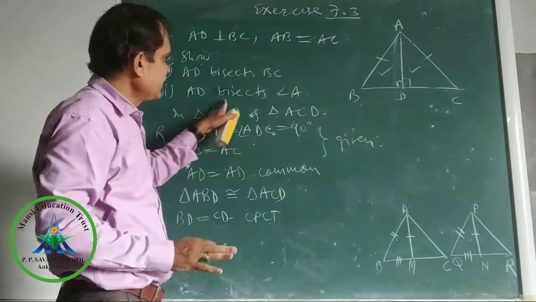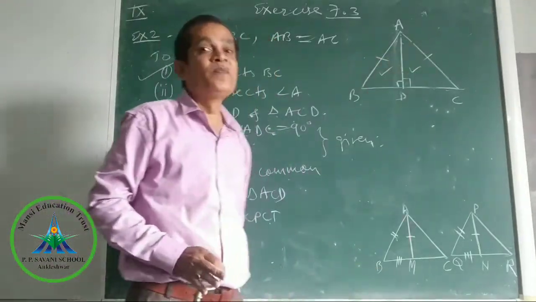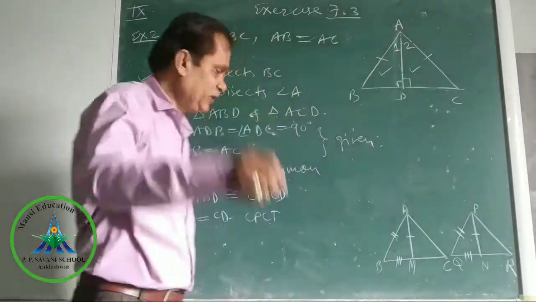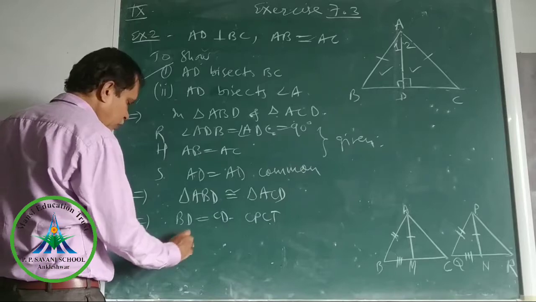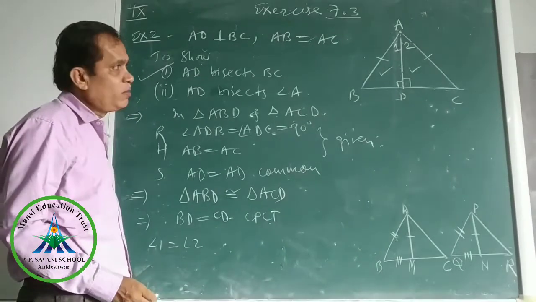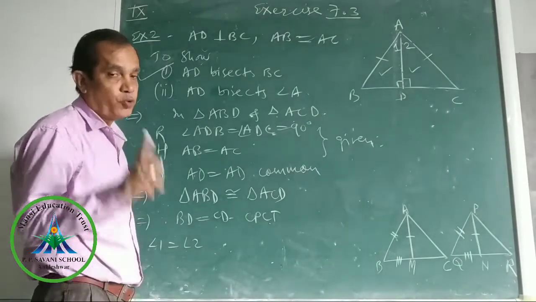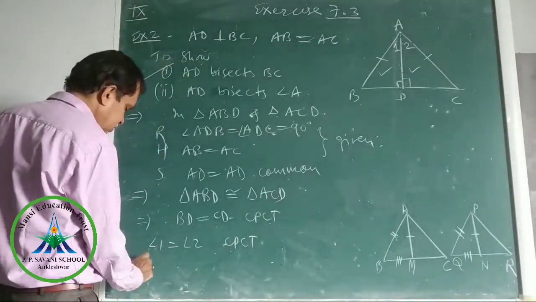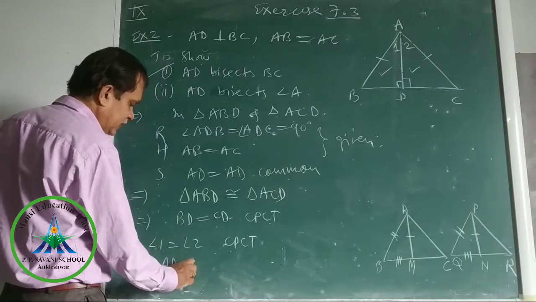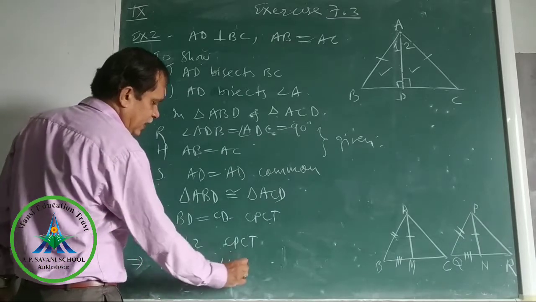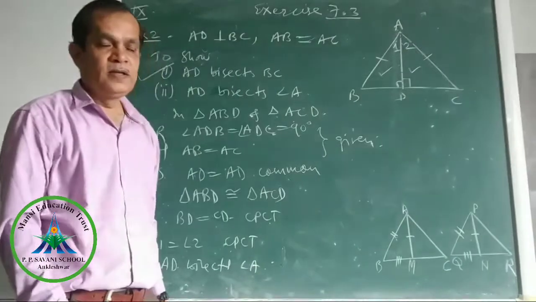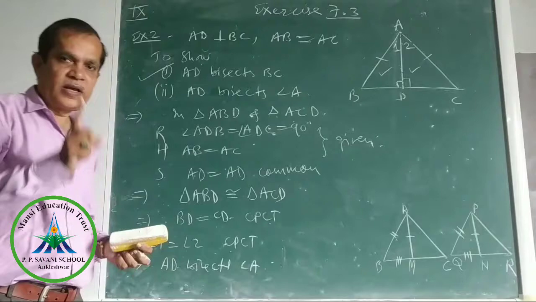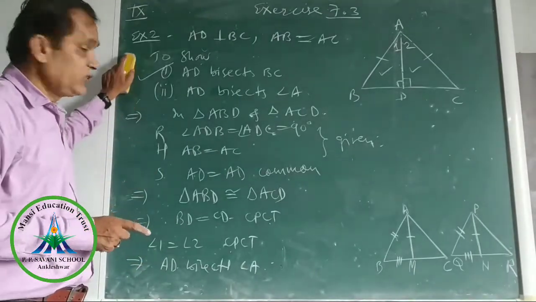Now second, AD bisects angle A. You will write angle 1 equal to angle 2, CPCT. You can write numbering or write down BAD, CAD, up to you. CPCT implies AD bisects angle A. Okay? Students, watch the video 2 times, try your best and solve without seeing any video.